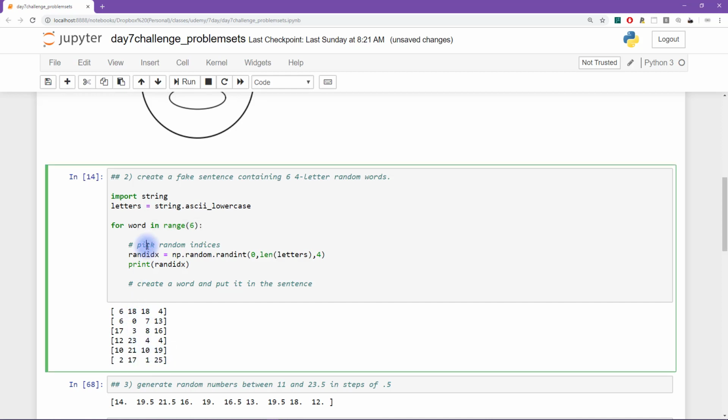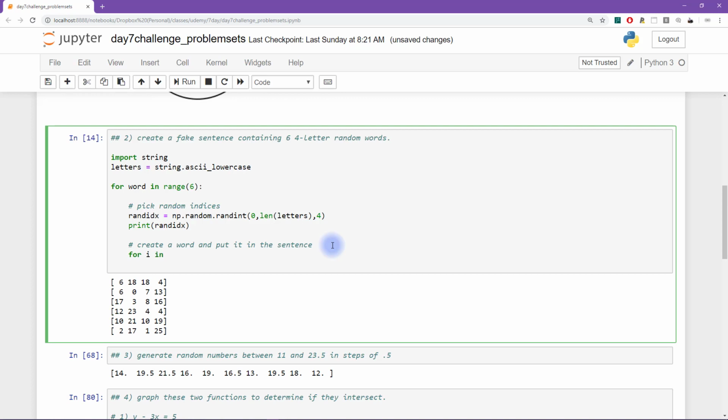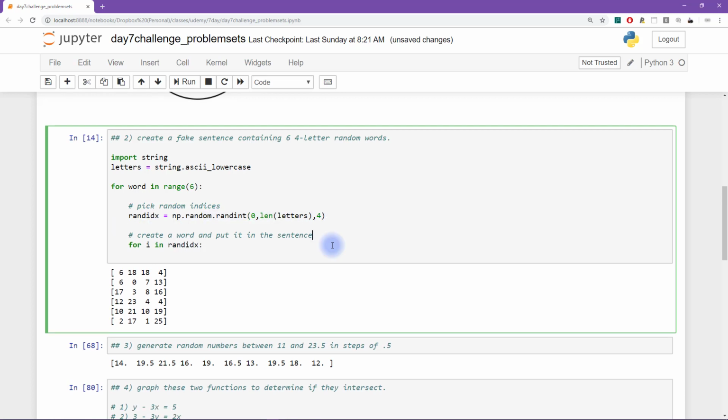So that gives us 26 letters to choose from here. Okay, and then what we want to do is loop through all of these indices and basically get out the 6th letter, or this is actually the 7th letter, right? Because Python starts counting at 0. So let's see, I'm going to do this in a loop. So for i in rand idx, and actually let me get rid of this print thing here.